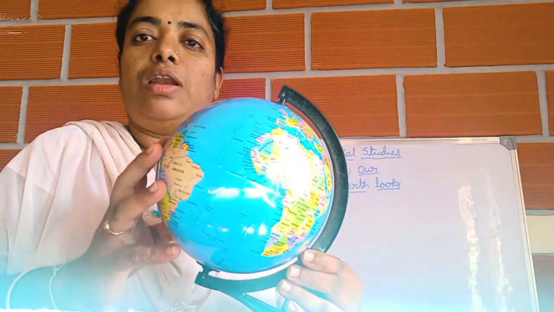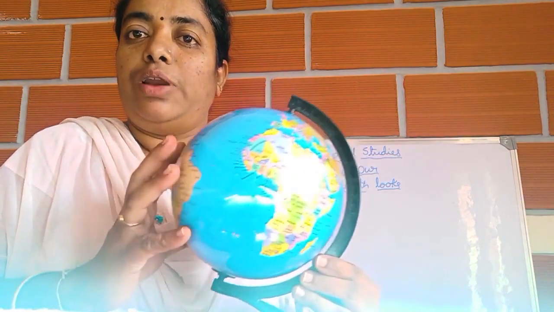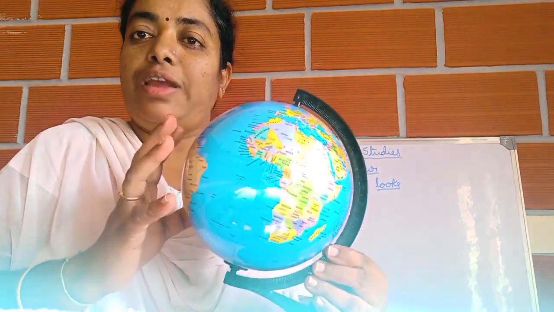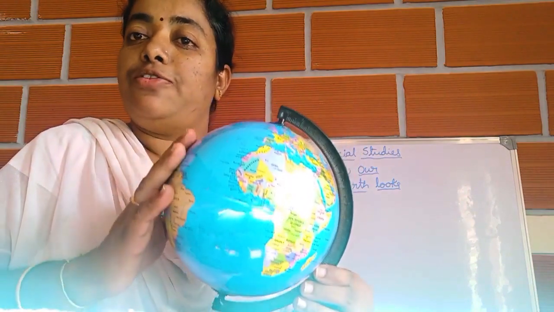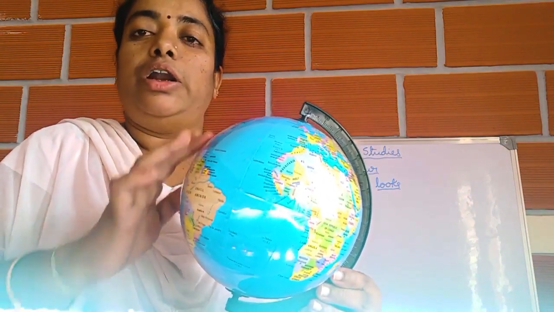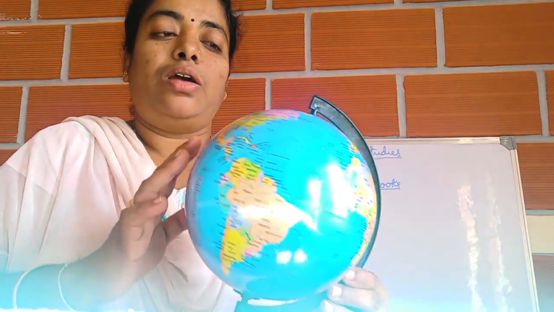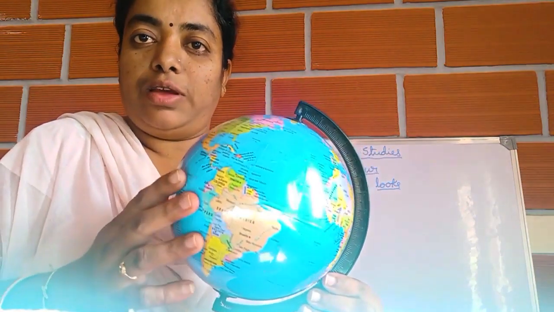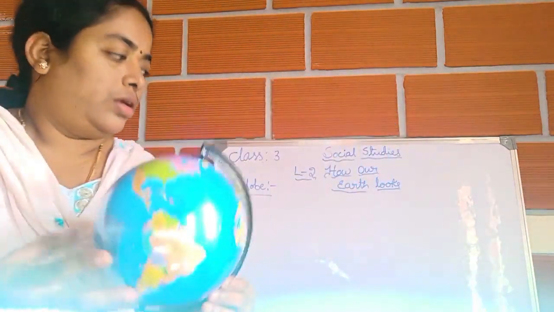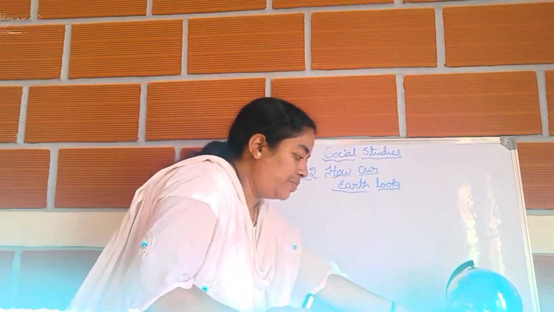Okay, so this is all about the globe. What you learned here is that the globe is a model of the earth, and we use this globe to locate the continents, oceans, and other places, right? Next I move on to maps.